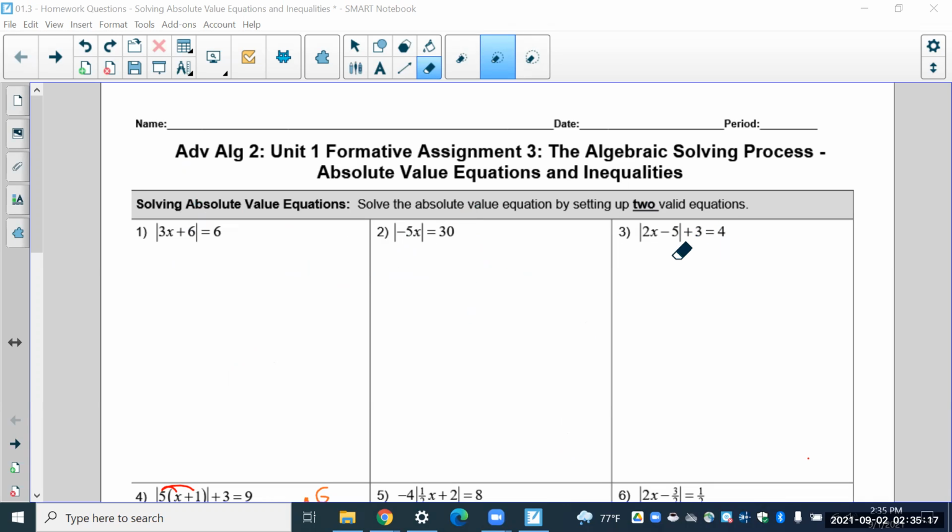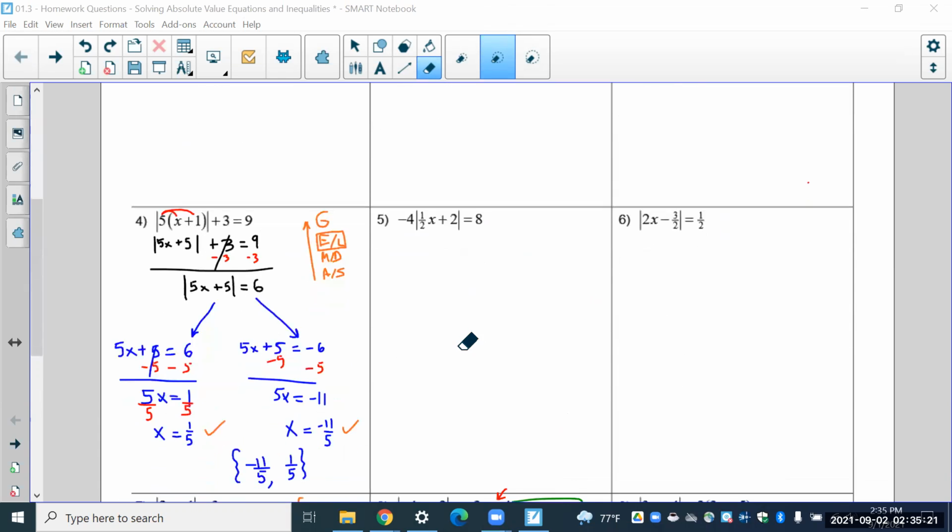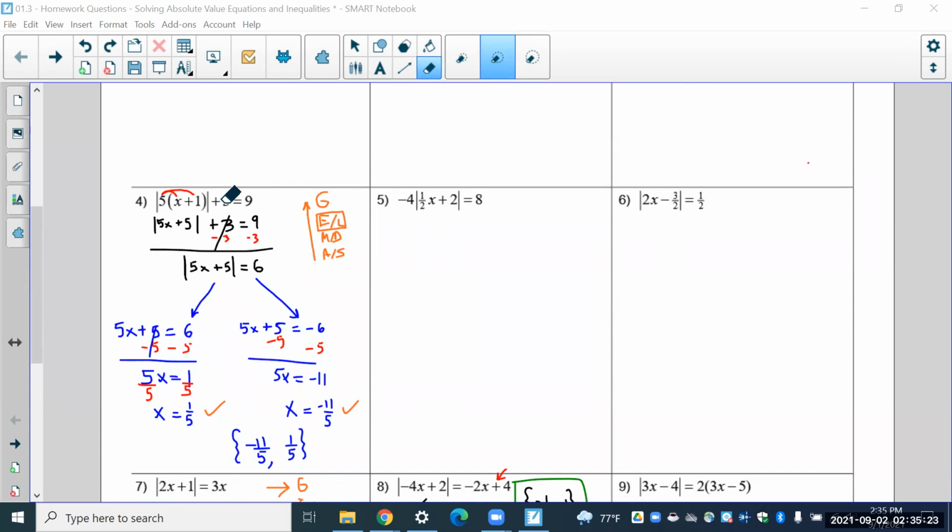This one, you're going to subtract 3, then you set up two equations. Now, when you come down here to number 4, what ends up happening is you subtract 3 and you get 6, and you do get some weird answers. So let's talk about what that means. If I were to take a look at this problem, the first one is 6, the next one is -6.